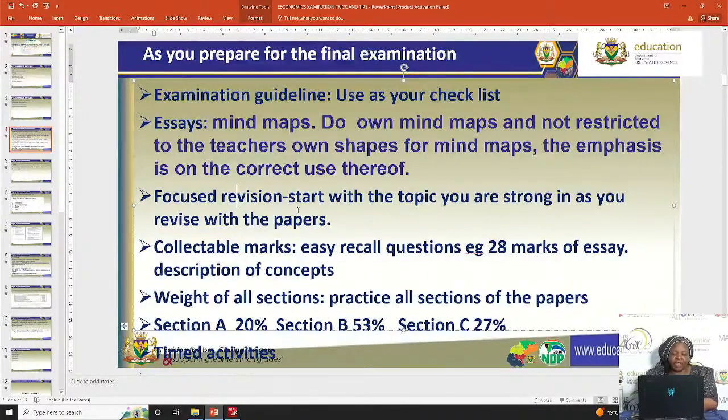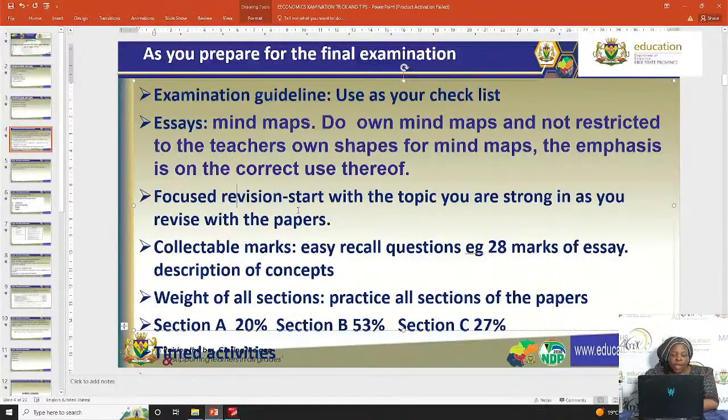Right, as you prepare for your final, another thing is the collectible marks. I have already alluded to the collectible marks. The essay questions, the 28 marks part, is actually your collectible marks in economics. Another part where you can get your collectible marks or easy marks is when you do the description of concepts, because there you are not analyzing anything, you explain the concepts as you have actually studied them. Also, on the first questions of your section B, you have named this list that are very easy marks to get, my candidates, and therefore you must be very ready for those marks that are easy to get.